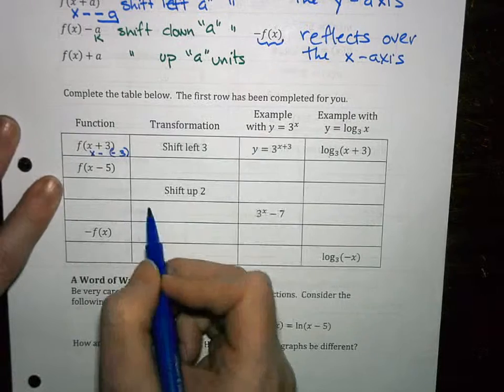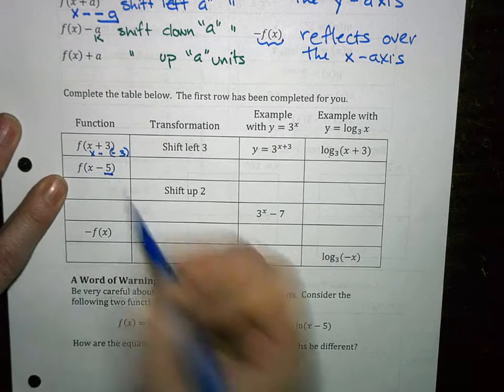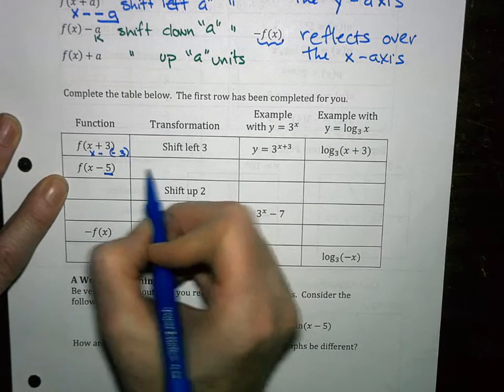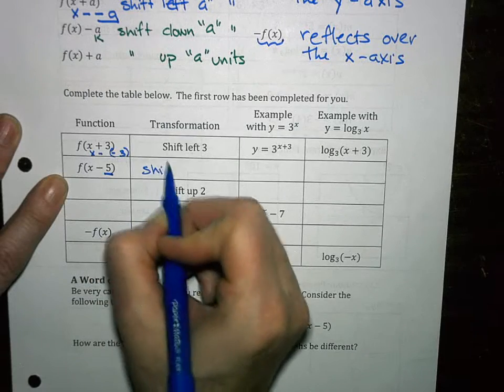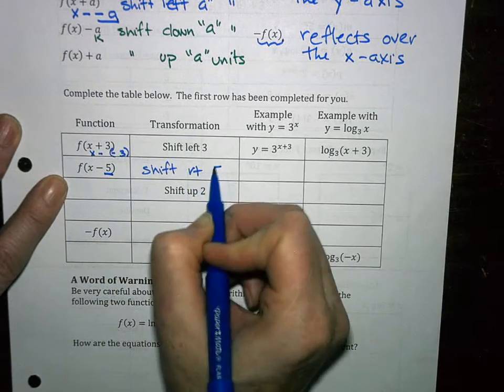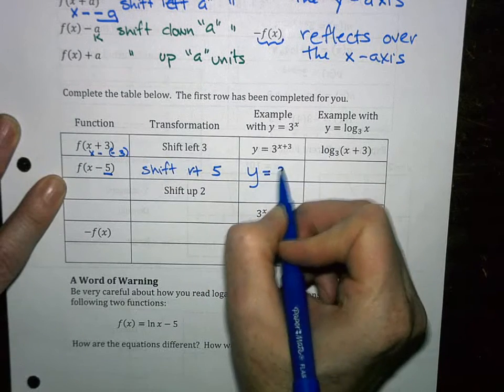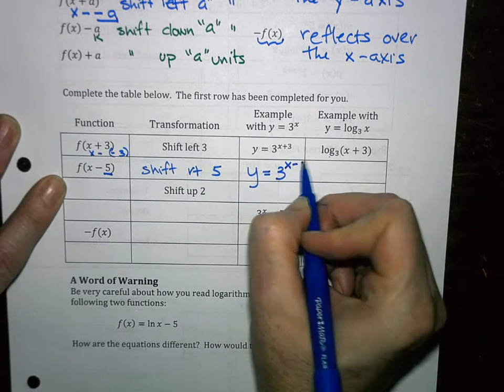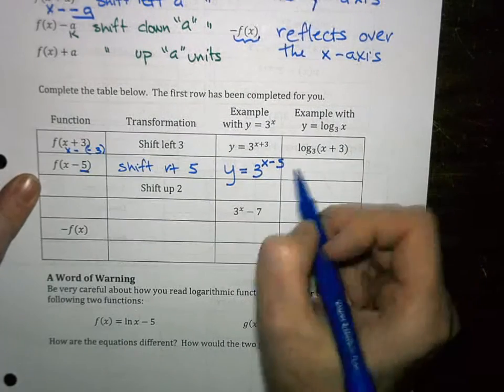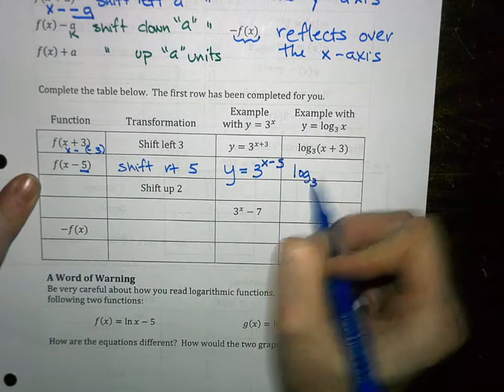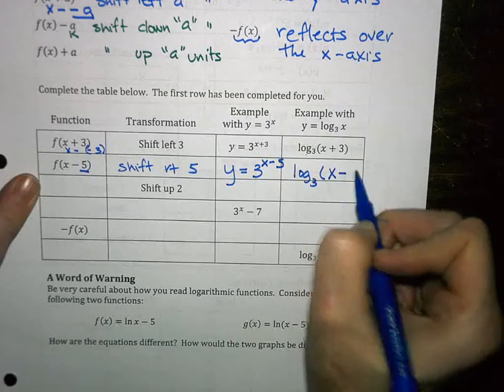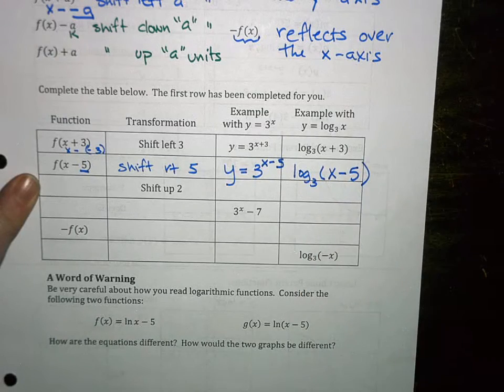Let's look at this one. Here, what are we going to do? H is 5. So we have a shift right 5 because h is positive. And how does that look like as an exponent? Y equals 3 to the x minus 5. Then we have the log base 3 of x minus 5.